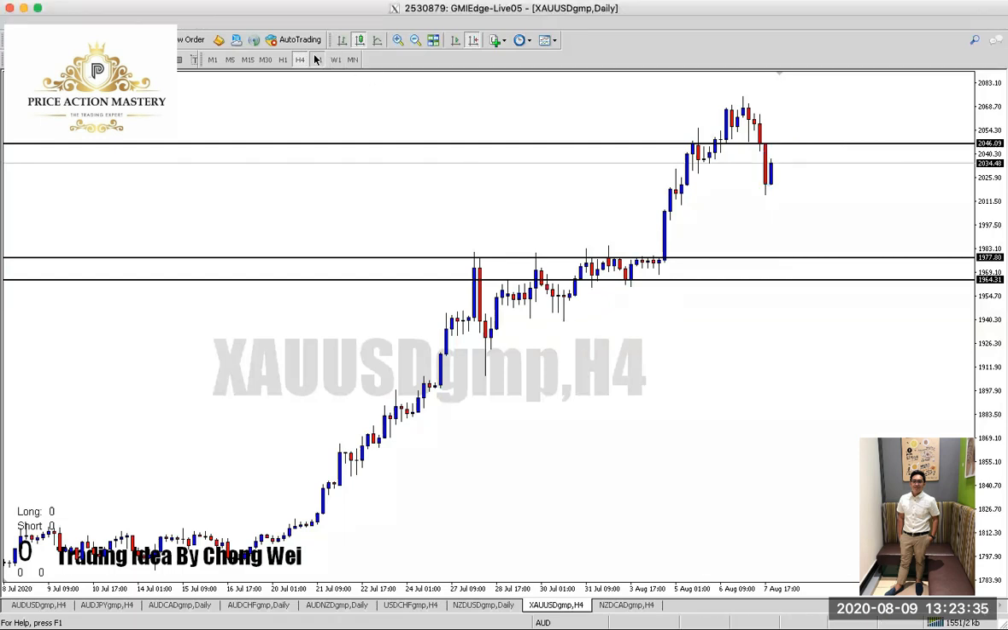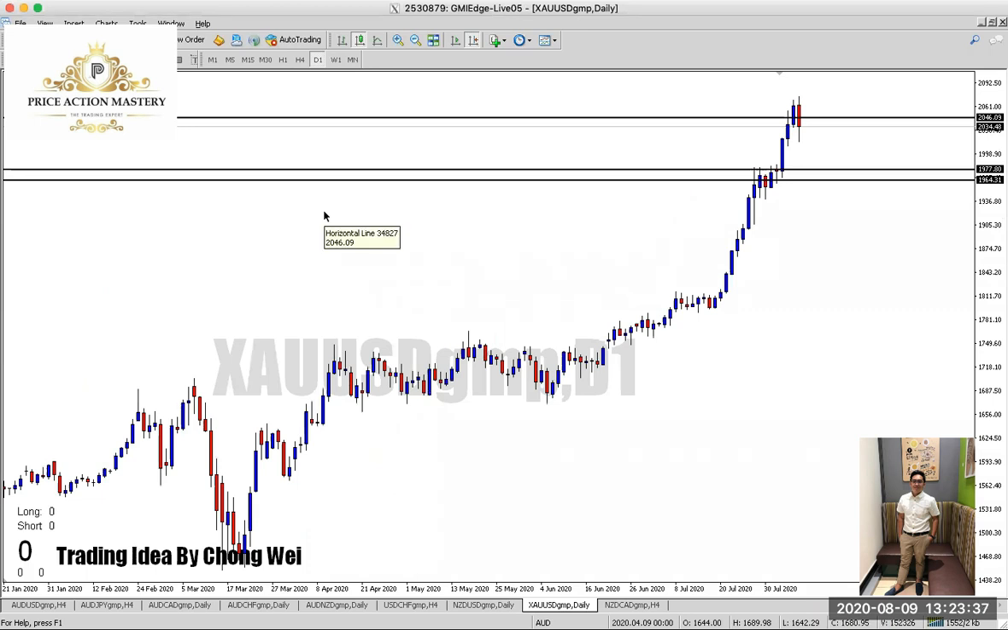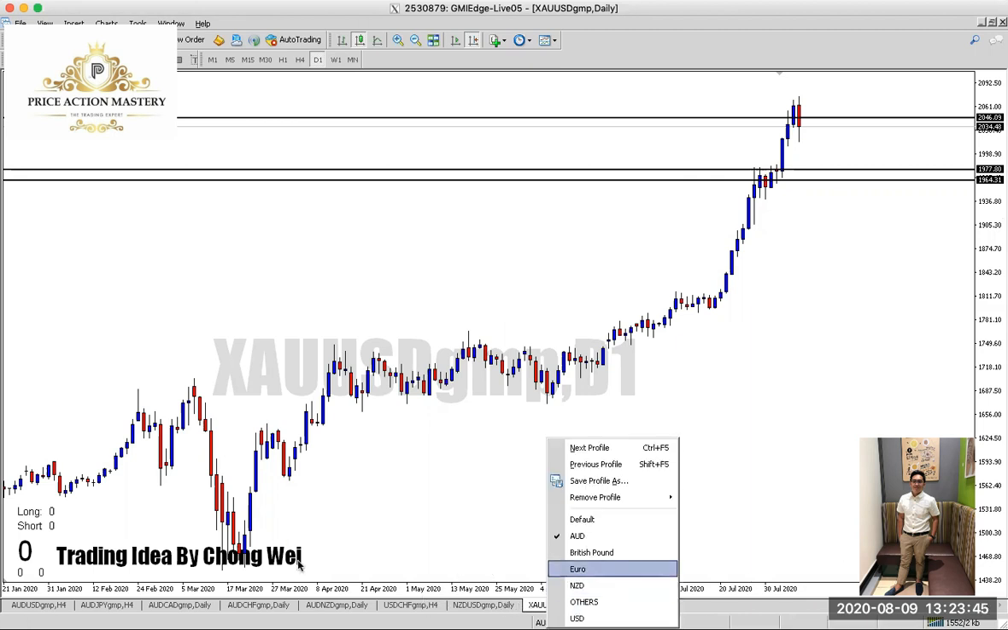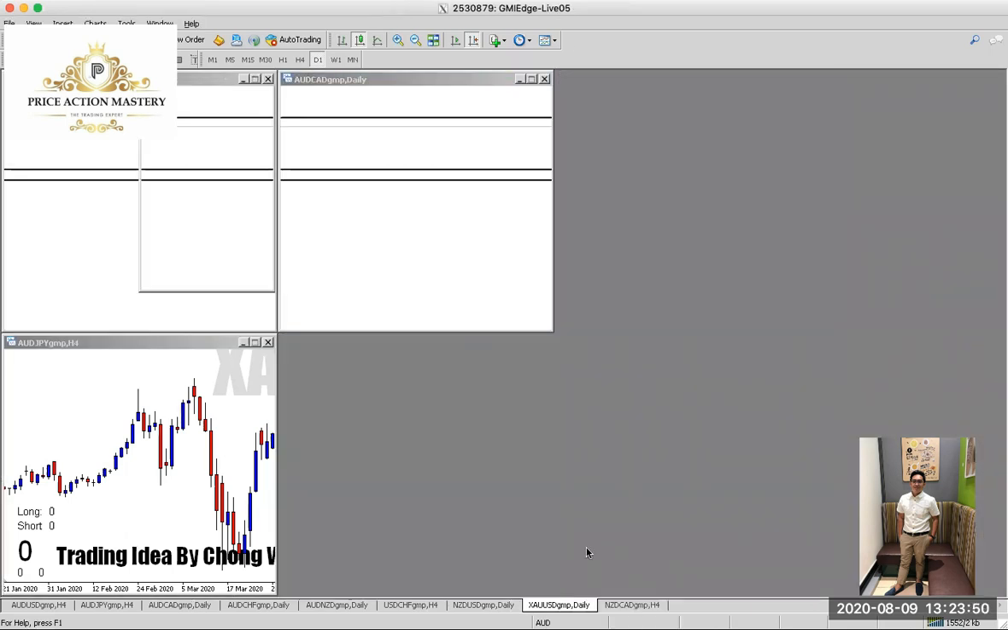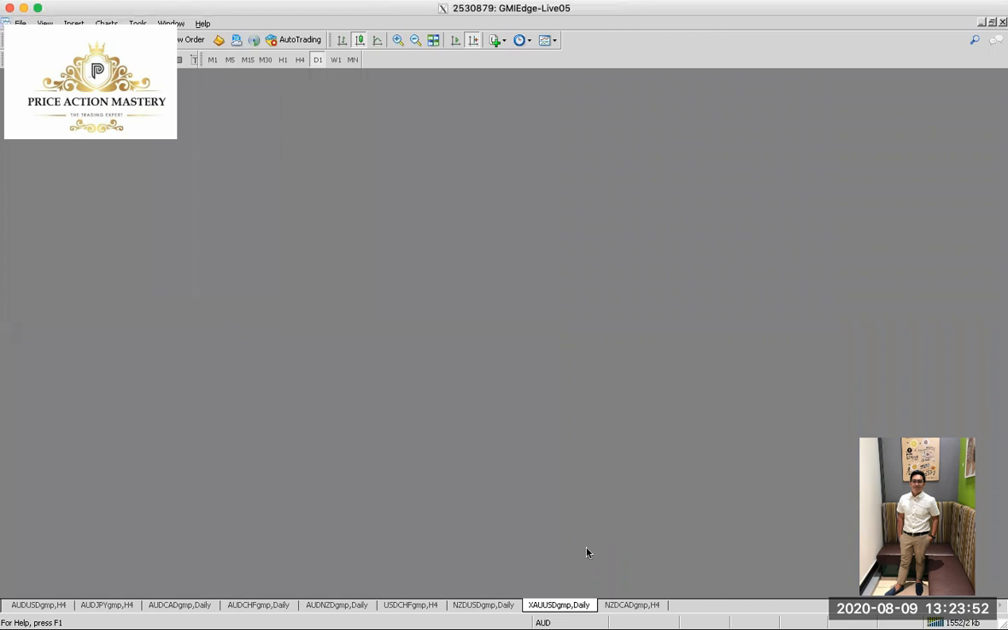On the daily, it's still very obviously an uptrend. But this uptrend is not that healthy, because it is just advancing like a rocket without any correction. So it needs to be looked into.